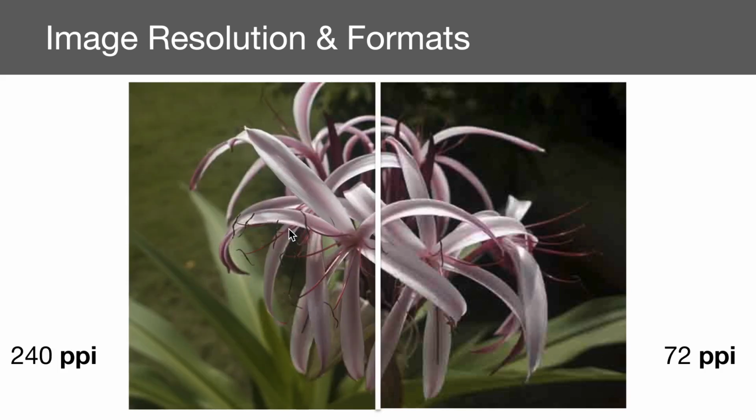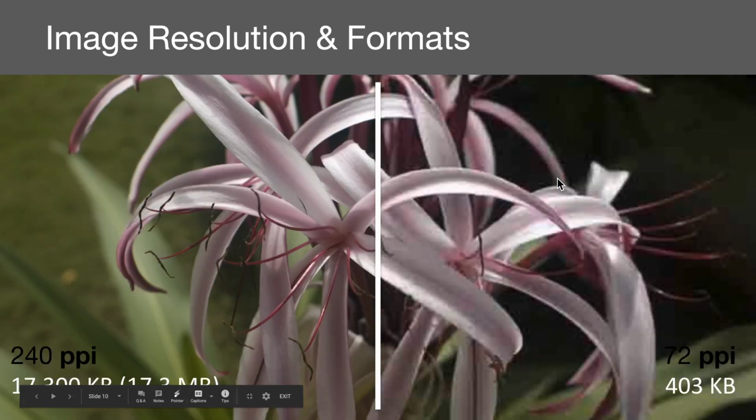If we do a side-by-side comparison, you can see the difference between the line quality and also the color. You also start losing a little bit of color when you have a lower resolution image. Looking up close, you can really notice the details of that difference between the PPI, and then you also notice the file size difference.